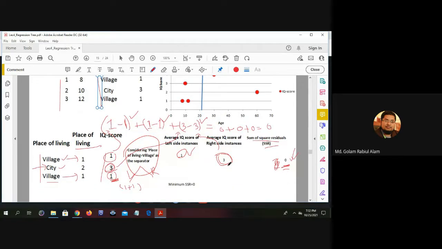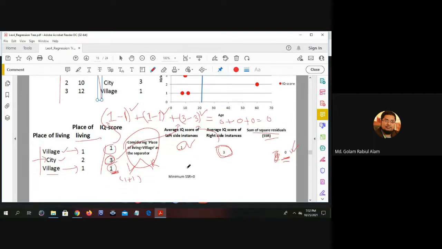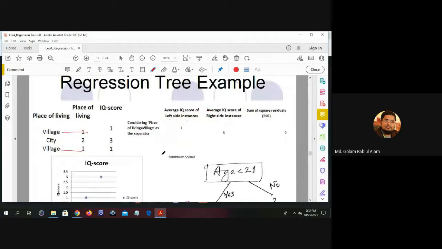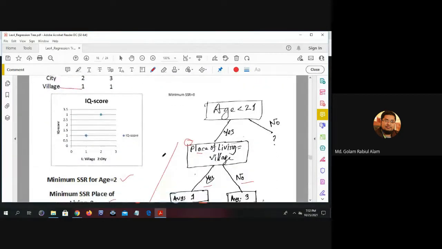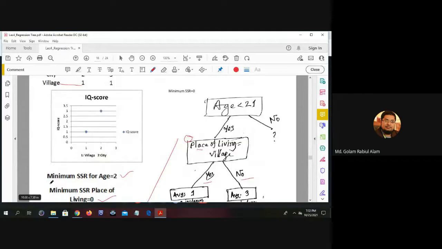Now what we have to do is compare the two variables, place of living and age. We can see that the minimum sum of square residuals for age is 2, and the minimum sum of square residuals for place of living is 0. The minimum is 0. That means we have to consider the place of living here. Here, the place of living equal to 0. So this is the second stage splitter we have to consider.